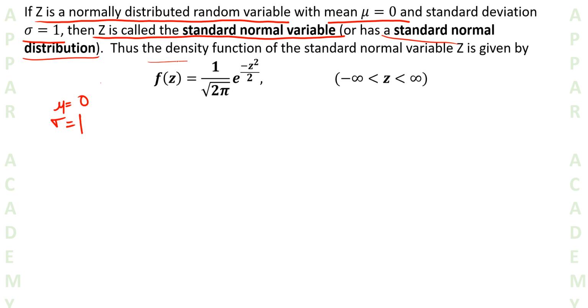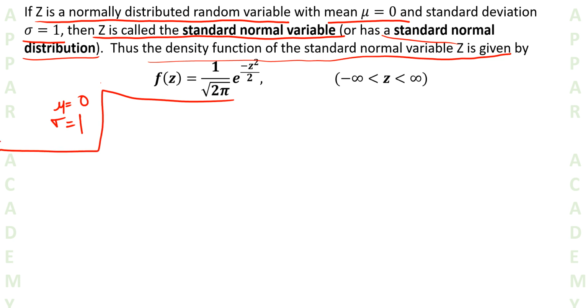Thus the density function of the standard normal variable z is given by f of z equal to 1 upon square root of 2 pi, e to the power minus z square by 2, where z lies between minus infinity and infinity. Now let's see from where exactly this density function turned up.